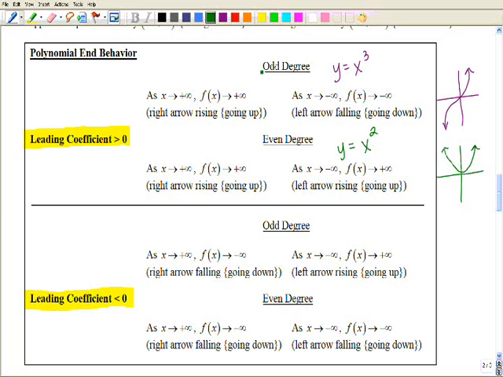So notice our pattern here. Odd degree means arrows are going in opposite directions. But as long as our leading coefficient is positive, the right arrow goes up. So that's something important for you to notice: as long as we have a leading coefficient that is positive, the right arrow goes up.